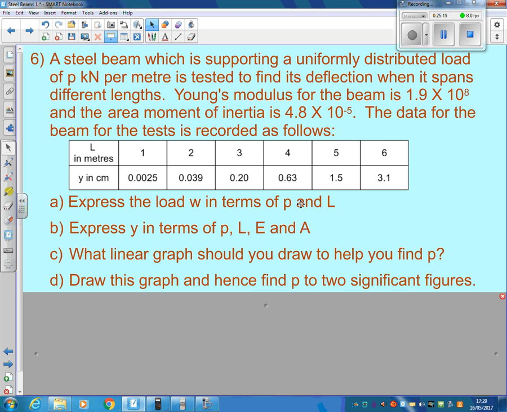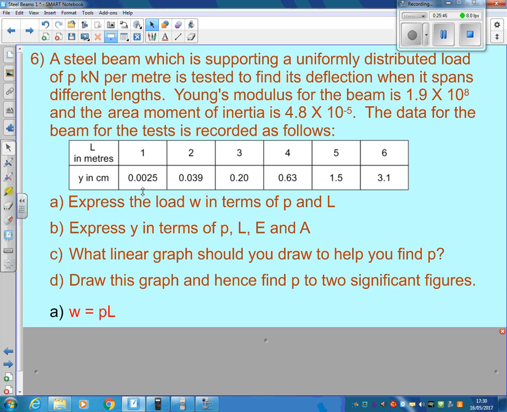Express the load W in terms of P and L. That's easy. It is P kilonewtons for each meter, and that means that if we've got L meters, all you're having to do is to say it's P times L. If it was 5 meters, you go P times 5. If it's 6 meters, you go P times 6. If it's L meters, it's going to be P times L. So the first thing is that the W value is P times L.